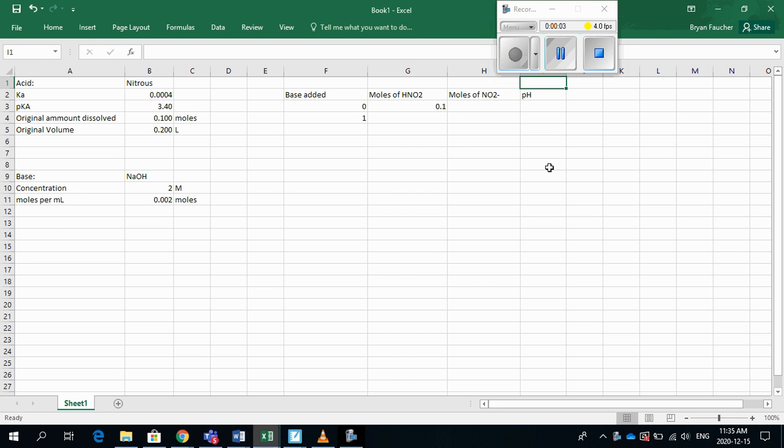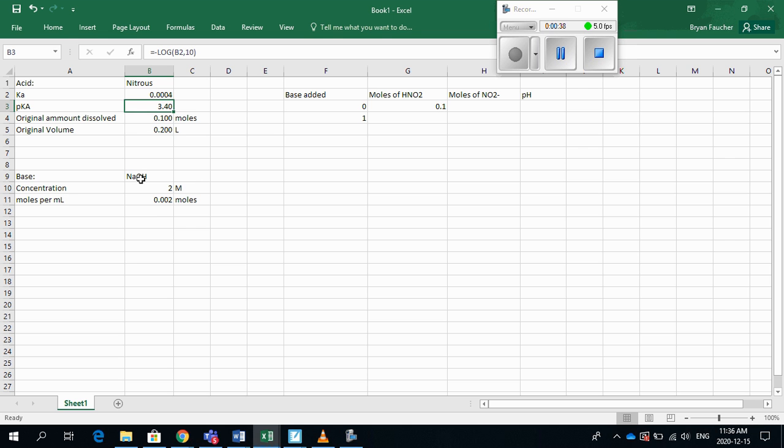Okay, so to set up our theory section for the lab here, we are going to make a number of calculations, 50 calculations in fact, looking at how the pH of this buffer system is going to change as we add strong base. So the idea in this particular example is that I'm starting with nitrous acid. I am taking 0.1 moles of nitrous acid and dissolving it in 0.2 liters to get a 0.5 molar solution. The Ka is 4 times 10 to the negative fourth, which gives us a pKa of 3.40.